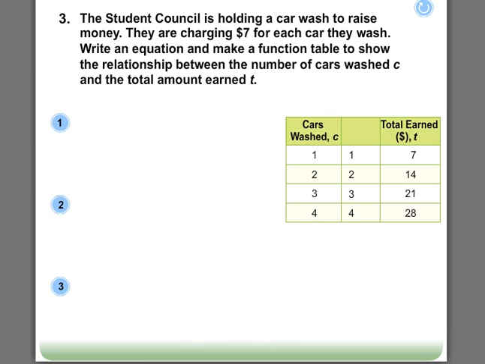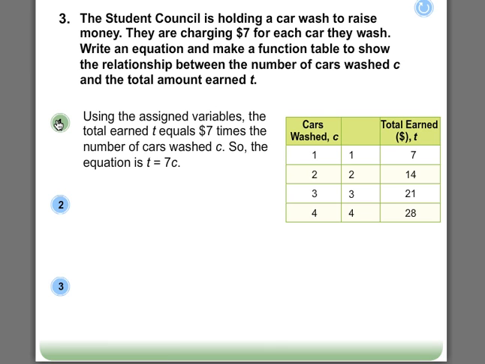The student council is holding a car wash to raise money. They are charging $7 for each car they wash. Write an equation and make a function table to show the relationship between the number of cars washed, C, and the total amount earned, T. Okay, and we've done function tables several times. You know how we make the 3 rows like this, okay? So that's what we're talking about. Using the assigned variables, the total earned T equals 7 times the number of cars washed, C. So the equation is T equals 7C.